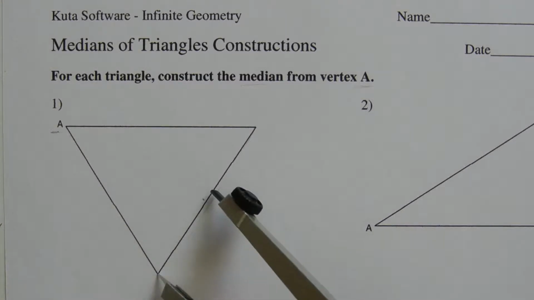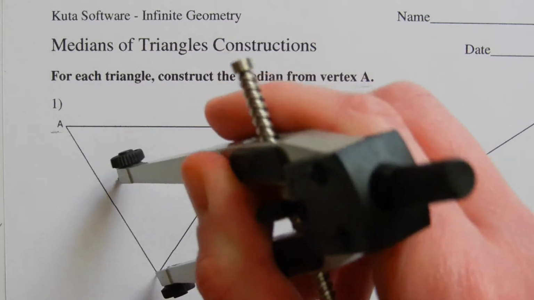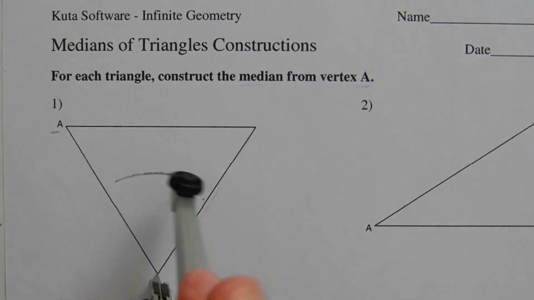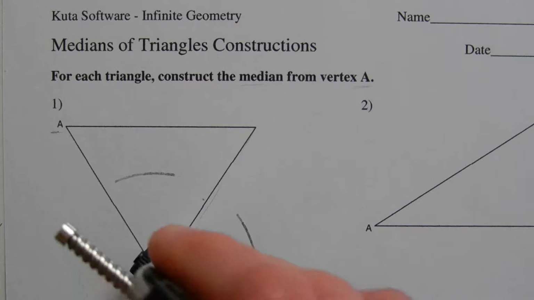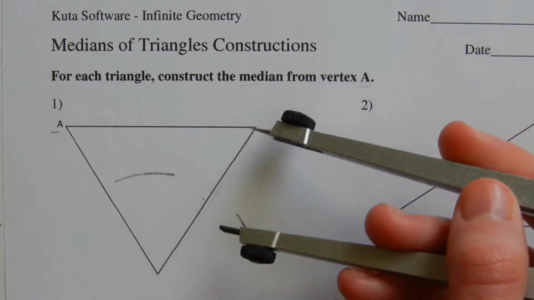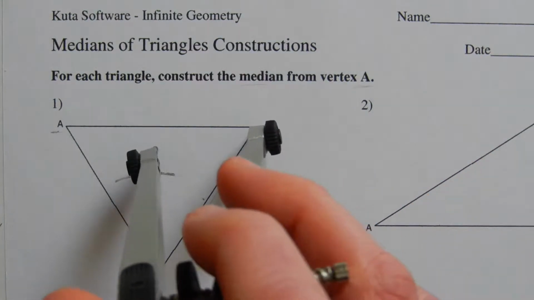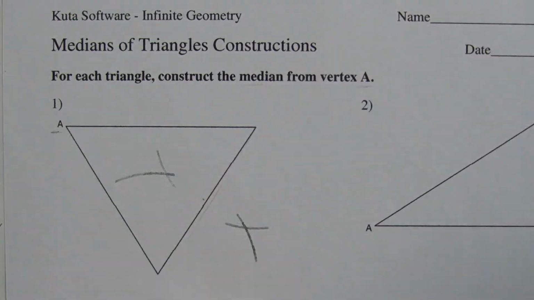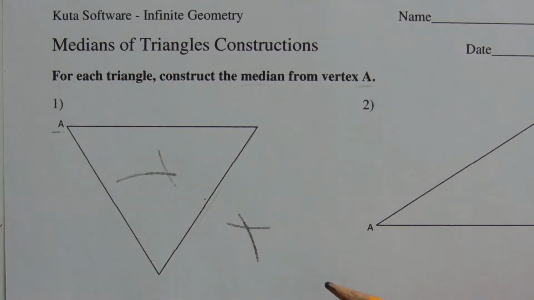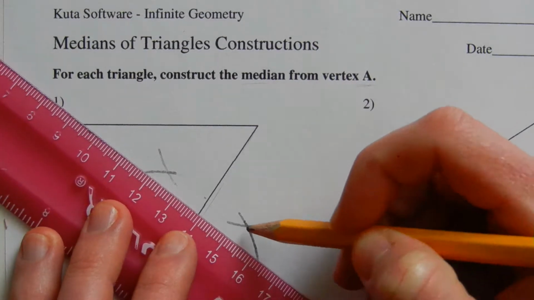So on our compass, we'll go a little further than halfway, make a mark to one side of the line, then make a mark to the other side of the line that we're trying to find the perpendicular bisector of. Then switch endpoints. Go to the other endpoint of that line segment, keeping the same measurement on your compass, make another mark to one side of the line and another mark to the other side of the line, and those intersections will help you form your perpendicular bisector.